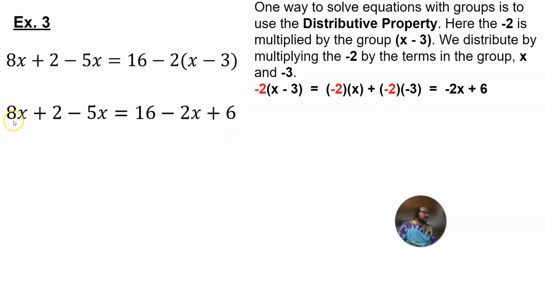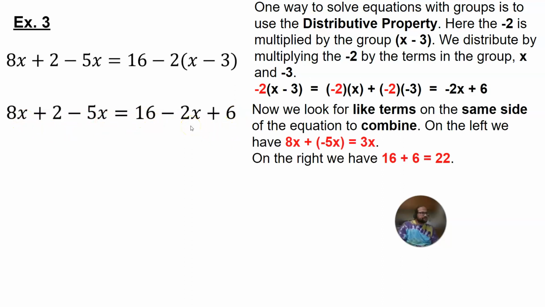Now we are back in the situation where we have like terms to combine on each side. On the left side, we've got 8x and -5x, and those combine to make 3x. On the right side, we've got 16 and plus 6, and those add up to 22. So when we combine those like terms, we get 3x plus 2 equals 22 minus 2x.